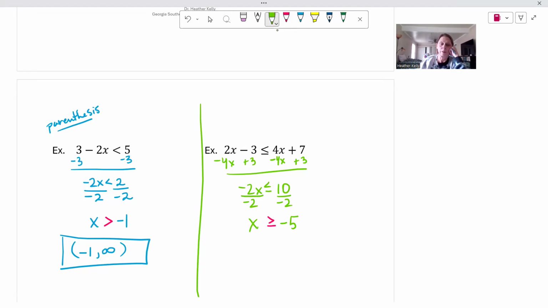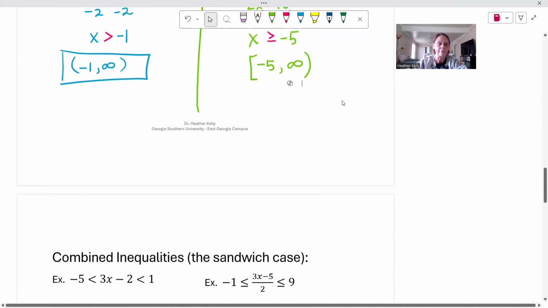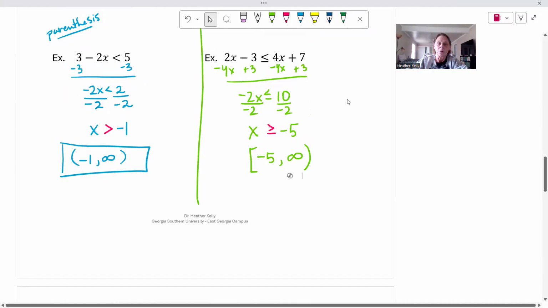So our interval here is going to start with negative 5. It always goes smallest to biggest and goes to infinity. We have a bracket on the negative 5, and we always gently hold our infinities with curved parentheses because we can't get to infinity.